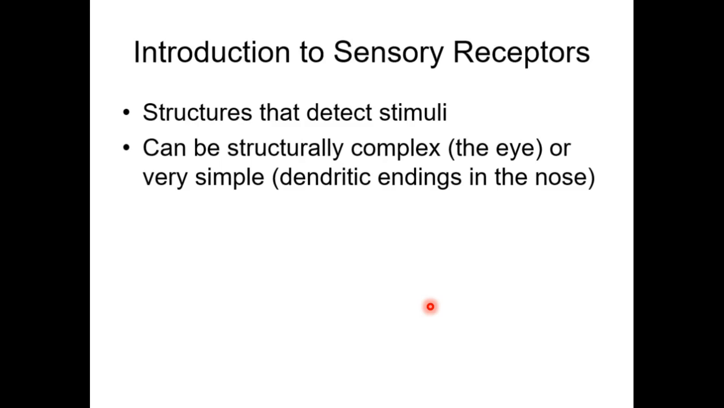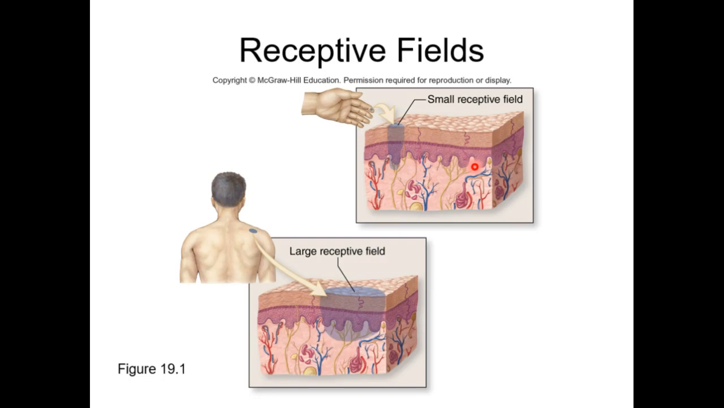Now, sensory receptors, when we talk about general versus special sensory, we're just saying there are really specialized sensory nerve endings that have very, very specialized dendritic ends. They can be very, very simple, like the dendritic endings in the nose, or they can be very, very complex, like the retina of the eye that has 9 layers histologically, and all of these different complex ganglionic cells interacting with each other.